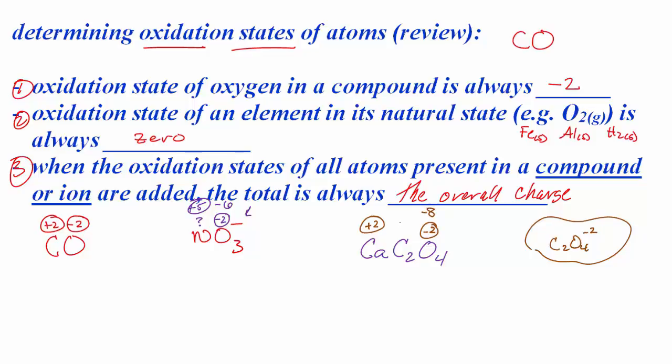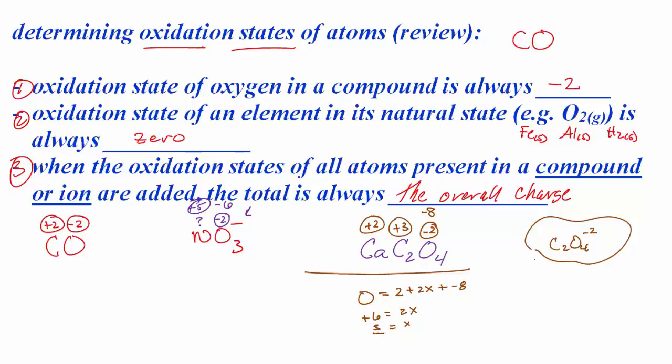So what is each carbon? I have 2 of them, so you could write an equation if you want. The overall charge is 0 for this compound. That has to equal 2 plus 2x, where x is the oxidation state of carbon, since I have 2 of them, plus a negative 8. So bring the 8 over: positive 8 minus 2, positive 6, equals 2x. x is 3. Each carbon is positive 3.